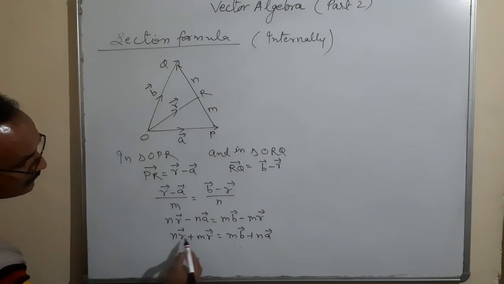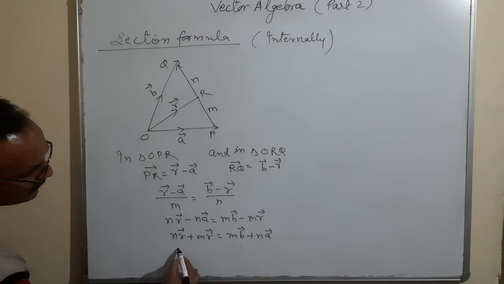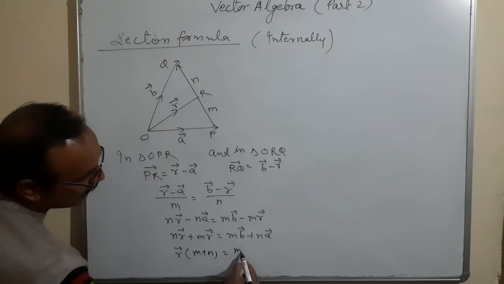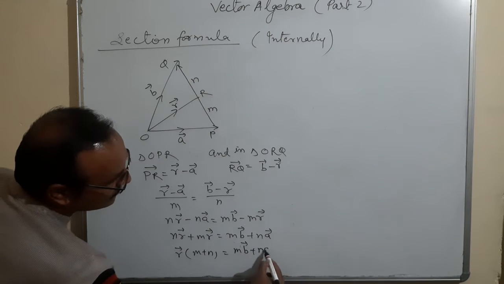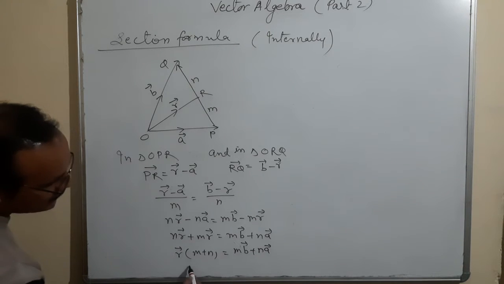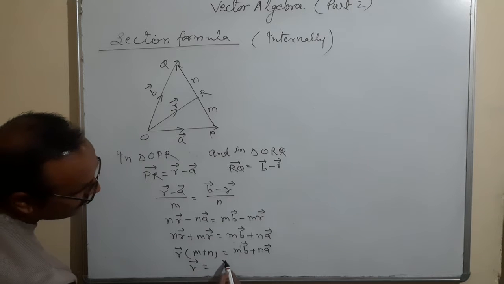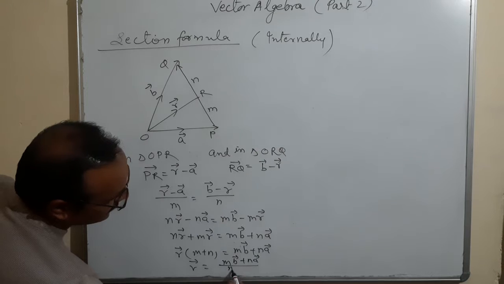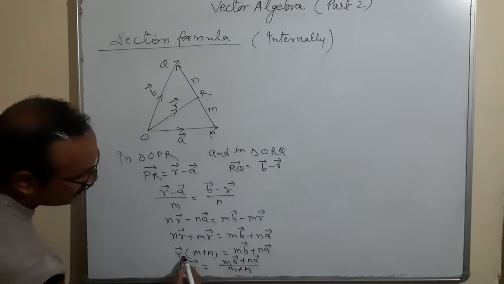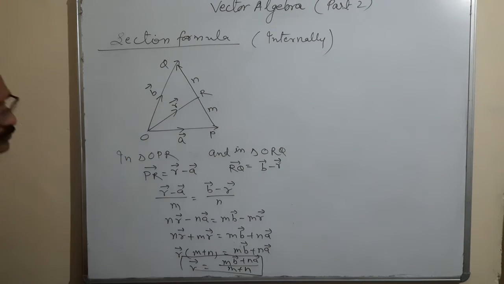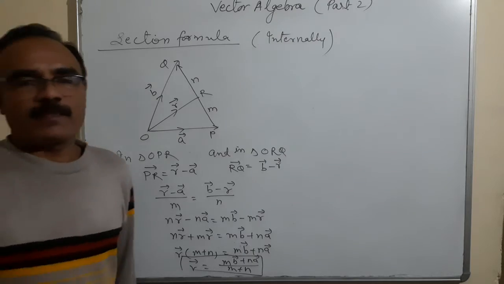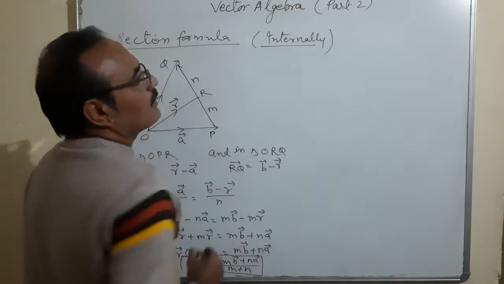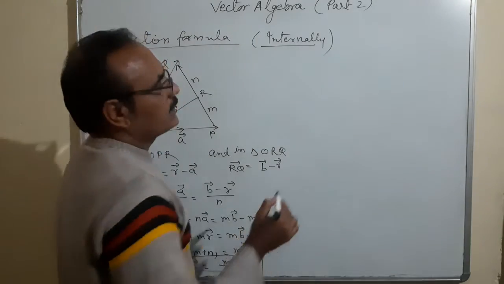Vector R common, this is M plus N is equal to M vector B plus N vector A, and that means vector R is equal to M vector B plus N vector A upon M plus N. Okay, this is called the section formula for internally. This is for internally. Okay. Now let us discuss about externally.